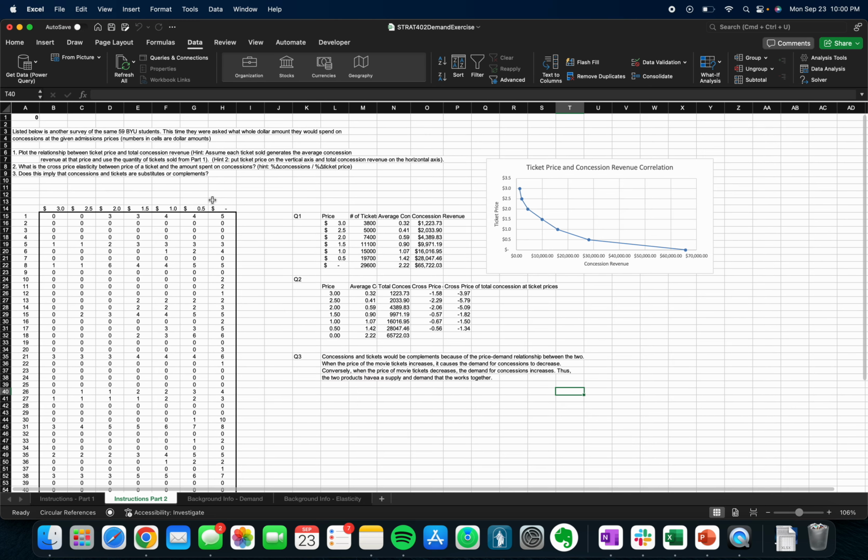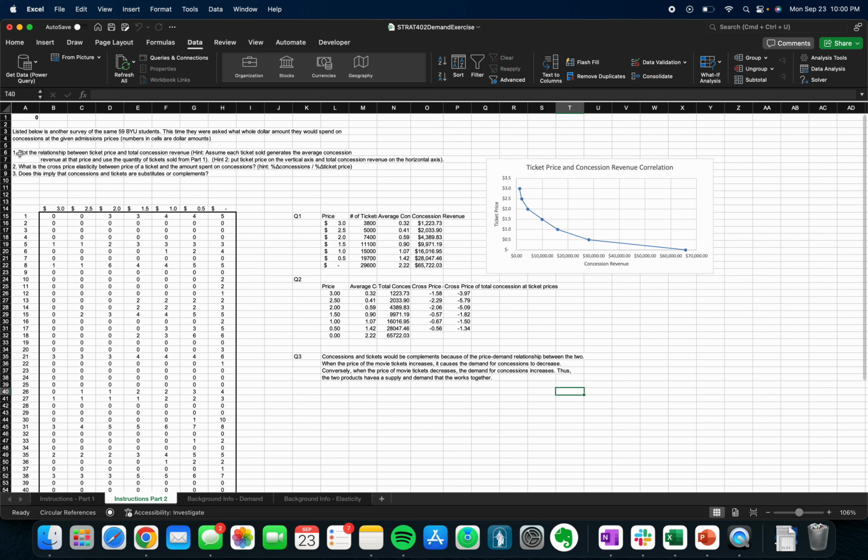Hope that makes sense. We're going to move on to the second section. This is another survey of the same 59 students. This time they were asked what dollar amount they would spend on concessions at the given admission prices. So this is going to be a cross-price elasticity problem, essentially. We're going to go ahead and start.